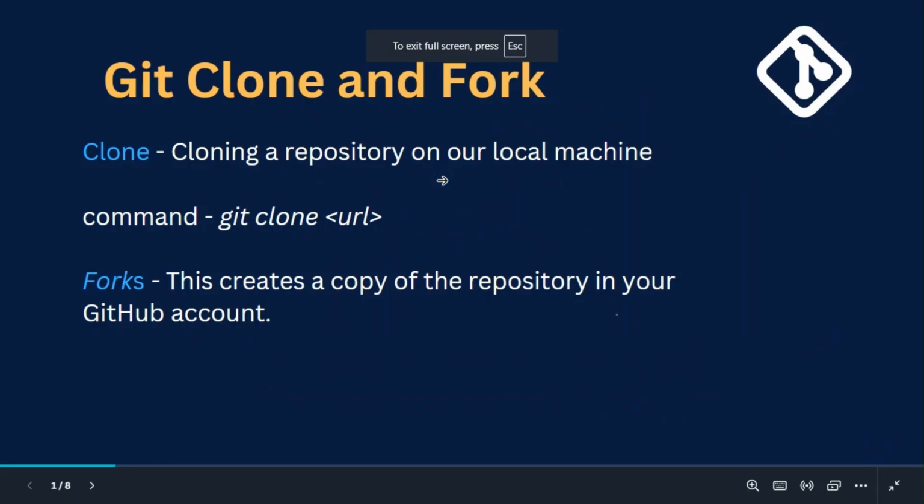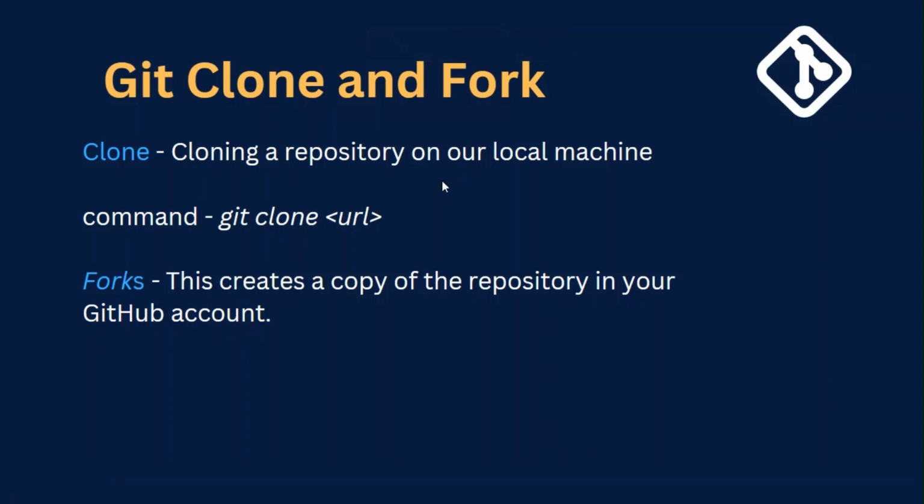The next commands are git clone and fork. Git clone is cloning a repository onto your local machine. For example, we have some existing project and I need that project on my local. What can you do? You run the command git clone with the GitHub repository project URL, and you can clone it to your local. Let's see the example.